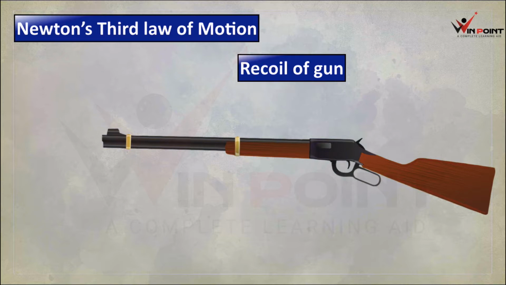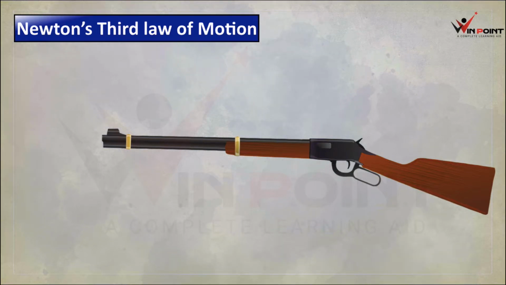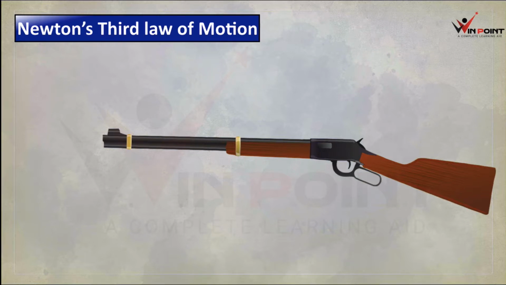What is the reason behind it? Are they equal? Acceleration of bullet and acceleration of gun, are they equal? No, they are not equal. The acceleration of bullet is more compared to gun. Recoil velocity is very less and the muzzle velocity is very high. What is the reason behind it? We are going to discuss the reason now.